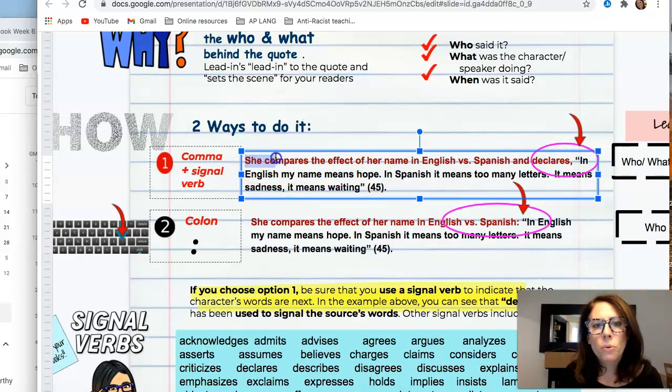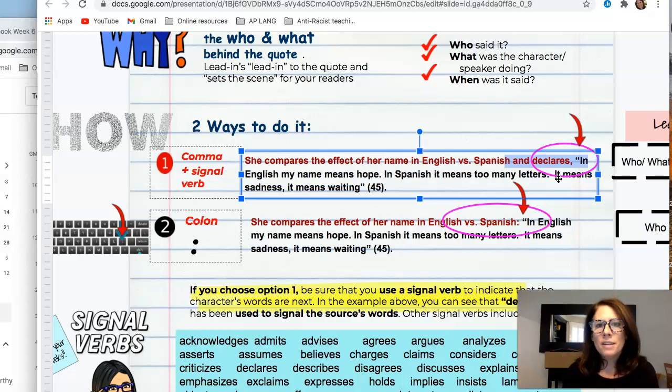And it's about the who, right? The what: she's comparing her name. They could have just said she compares her name between English and Spanish, but they went a little bit deeper, which is awesome, but you didn't have to do that. And then you see this, and declares, okay? So declares is like another word for says, right? This writer could have put says, but I really don't want to see says because we want to level up your language and your vocabulary.